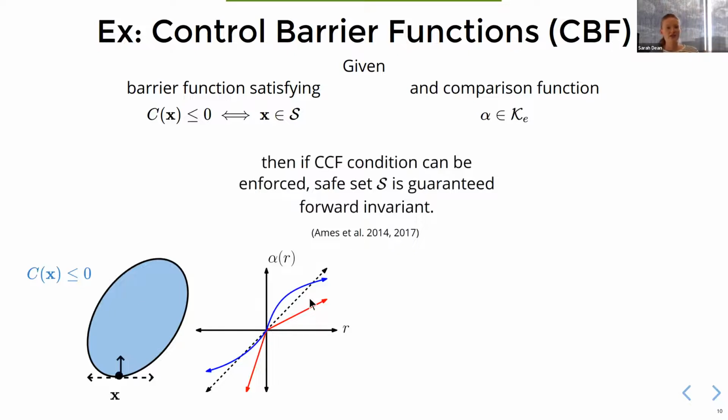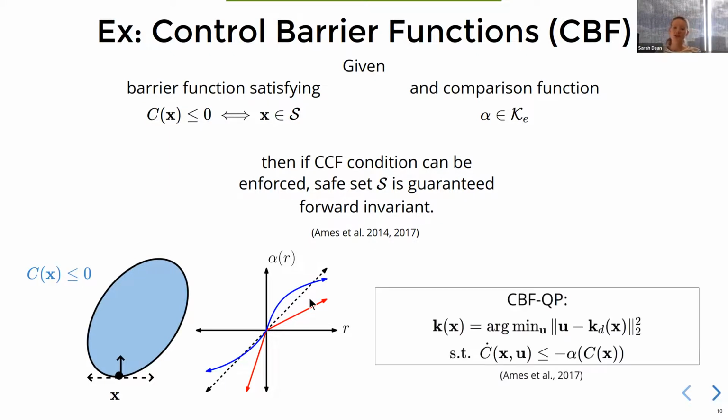In this case, if we can guarantee the control certificate condition, then we can say that our safe set is forward invariant, or in other words, as long as we start in that safe set, we remain there forever, thus guaranteeing safety. Similar to the case of control-Lyapunov functions, we can define an optimization-based controller that takes any hand-designed controller and projects it onto this set of safe inputs, thus guaranteeing closed loop safety.